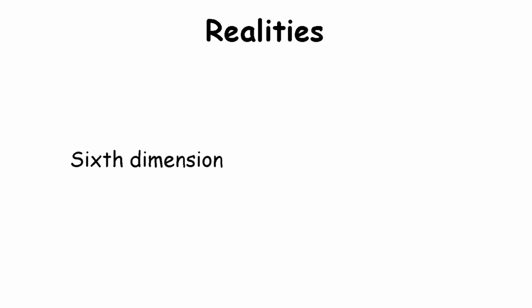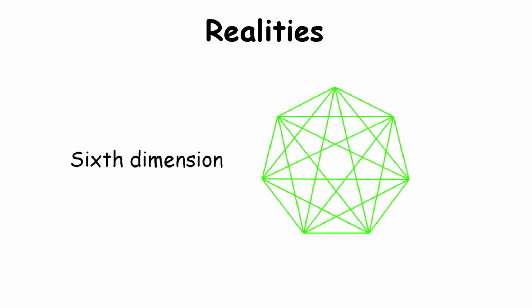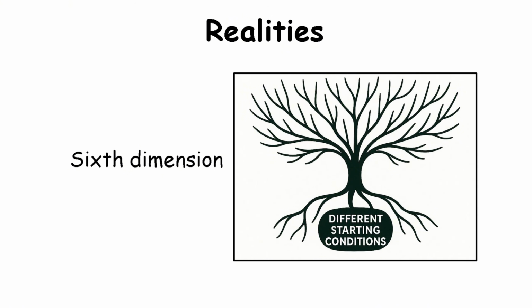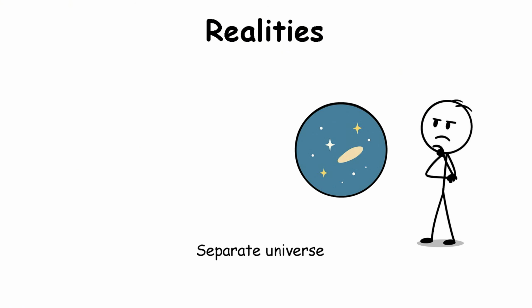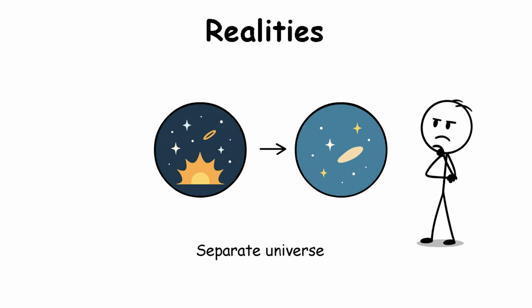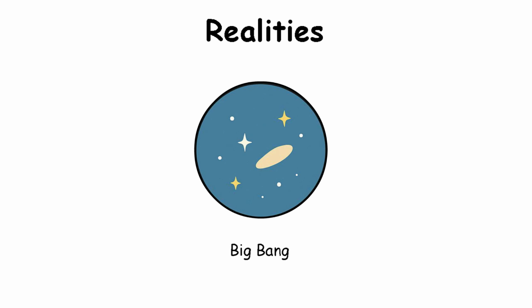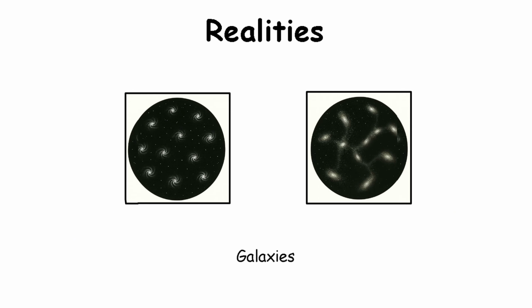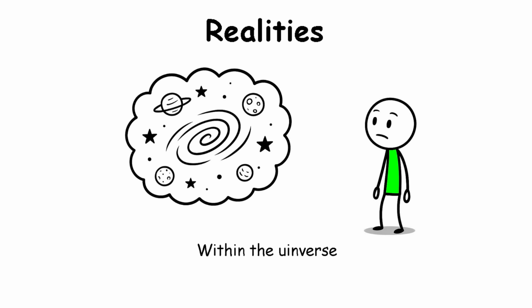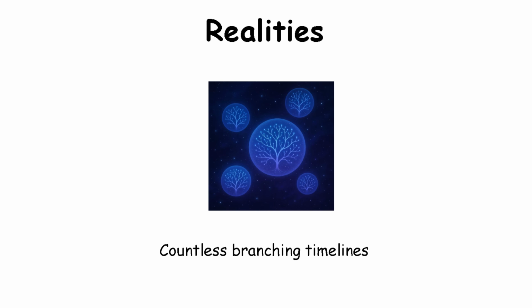Realities. The 6th dimension goes beyond timelines to include different starting conditions. Imagine a completely separate universe that began differently from ours. Perhaps in that universe, the Big Bang spread matter unevenly, leading to galaxies arranged in unfamiliar patterns. Within that universe, there would still be countless branching timelines, just as in the 5th dimension.